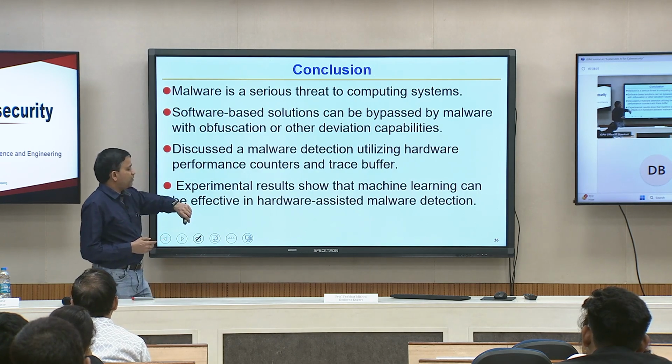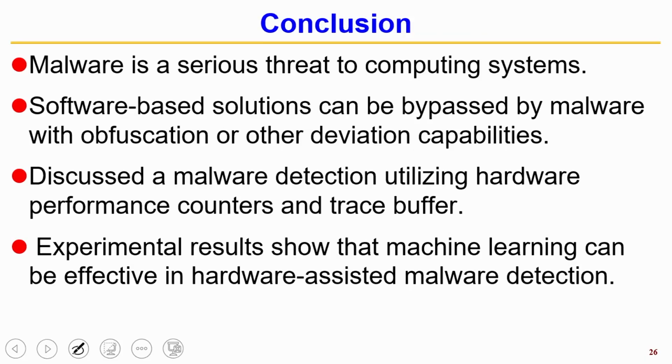I believe that brings me to the conclusion. Malware is a serious threat to computing systems, and we talked about different software based solutions like antivirus software, AVs, and they can be bypassed. I basically talked about how you can use some of the hardware primitives like hardware performance counters and trace buffers to solve those problems, and I showed certain types of results where it could help you in good malware detection.